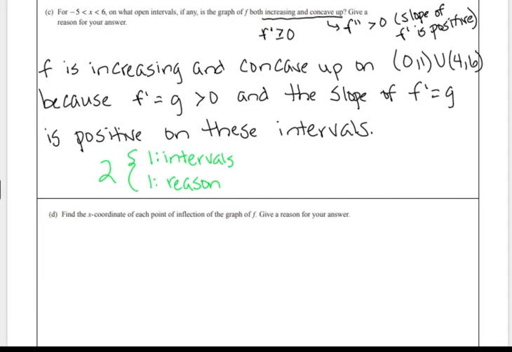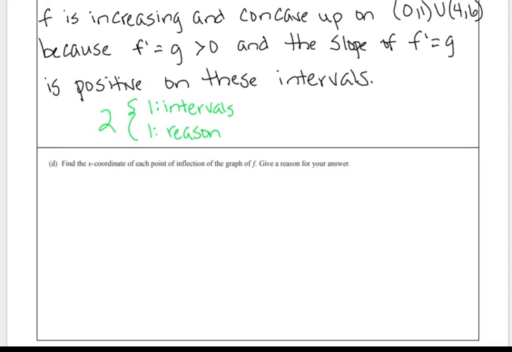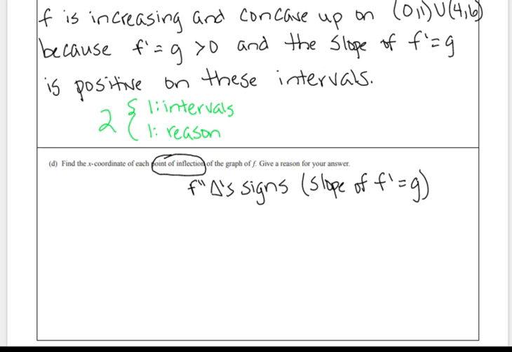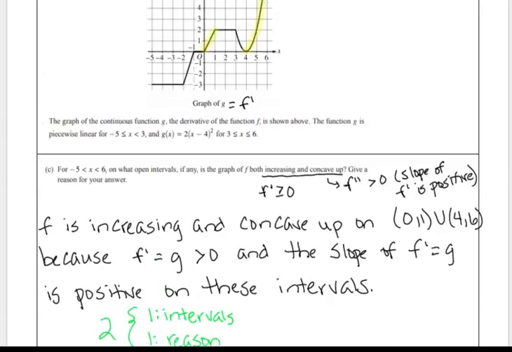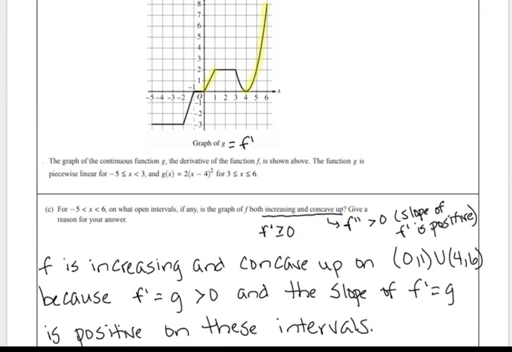And last but not least, here in part D, find the x-coordinate of each point of inflection. So remember that a point of inflection means we're looking for where f double prime changes sign. And we know f double prime really means the slope of f prime, which is g. So we're going to be looking for where does the slope on this graph change sign. So let's go ahead and get rid of these markings that are here. And we're going to be looking for where the slope changes.